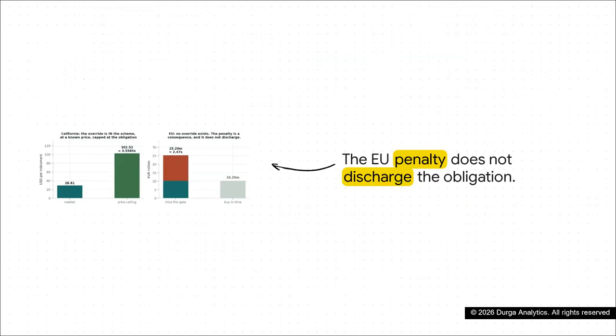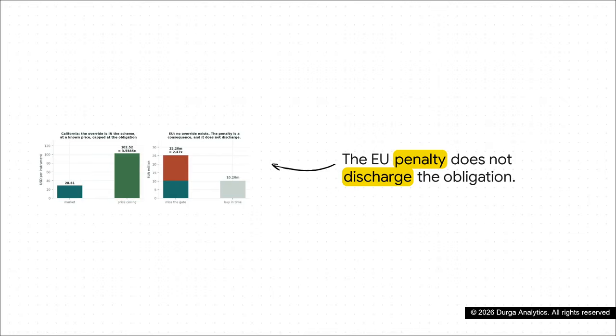The absolute most critical difference here is the concept of discharge. In California, paying that expensive ceiling price actually satisfies your statutory obligation. You pay it, and you're done. But in the EU, the EU hits you with a massive €25.20 million penalty, and they still force you to surrender the allowances. The penalty does not discharge the obligation.